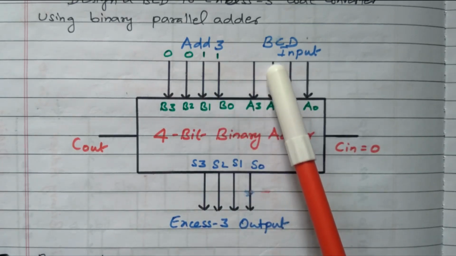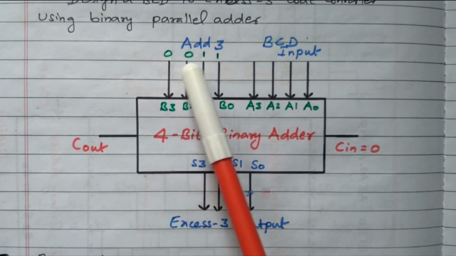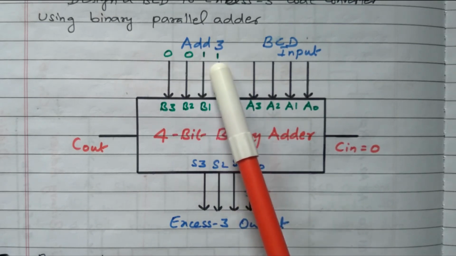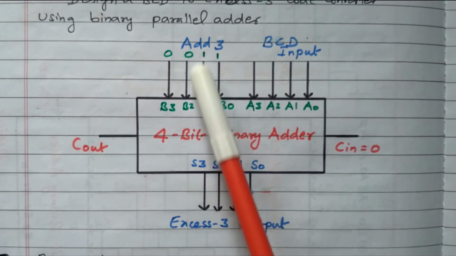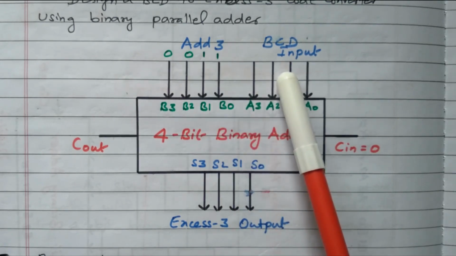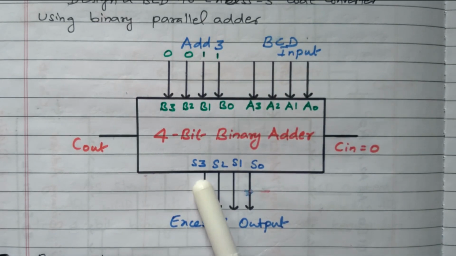Right. So the one input is BCD input. Another input, we gave 0, 0, 1, 1. What is that? 8, 4, 2, 1. 2 plus 1 means 3. Right. We are giving the binary input of 3 here. So the BCD number added with 3, so that we are getting the XS3 as an output. S0, S1, S2, S3 is the output of the adder. That is nothing but the XS3 code.